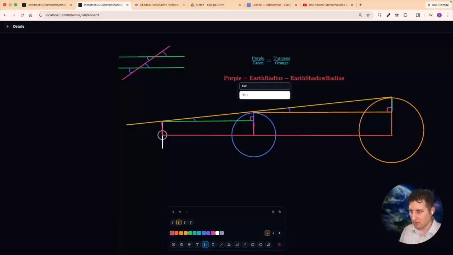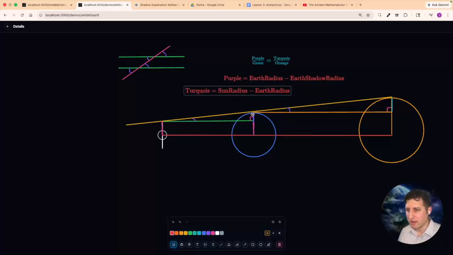Well, you might see this next part too. Turquoise is equal to the sun radius minus the Earth radius. Do you see that? This is the Earth radius here. Well, if you take the sun radius, subtract this portion, which is the Earth radius, you get the turquoise line. And green is our moon distance, and orange is our sun distance.